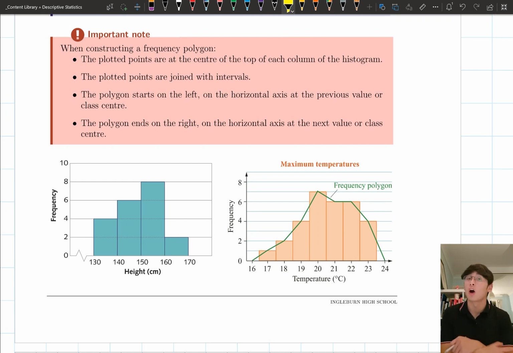So the histogram is just an orange bit underneath, the orange column graph that has no gaps and has a 1/2 column gap on either side. And then the polygon is just the line graph above it.